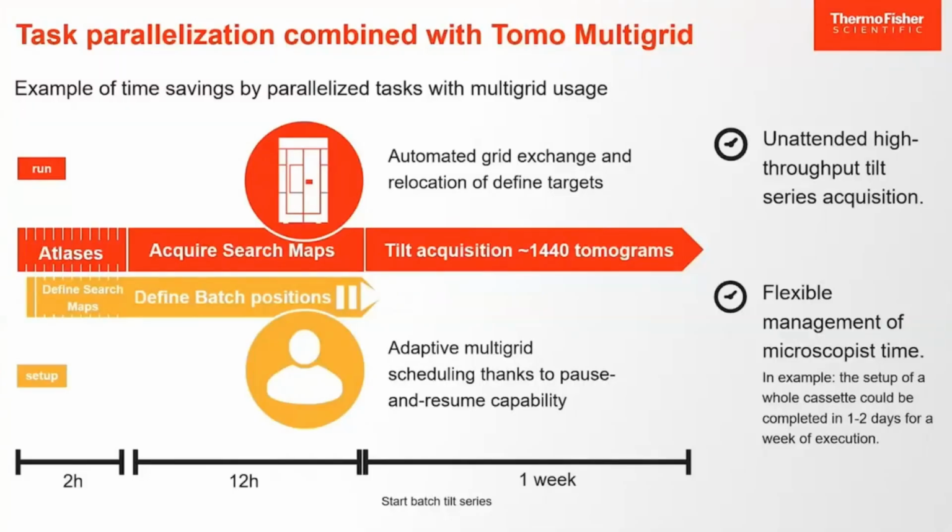But once everything has been set, you can click on the batch acquisition button, and there's an unattended high throughput acquisition of the tilt series that you defined. The exchange of the grid, as I mentioned, can also happen automatically, as well as the relocation to the specific targets. And that can happen for up to a week. In this particular example, it's a recording of over 1,000 tomograms, but of course it can also be less or more, depending on how you define it.